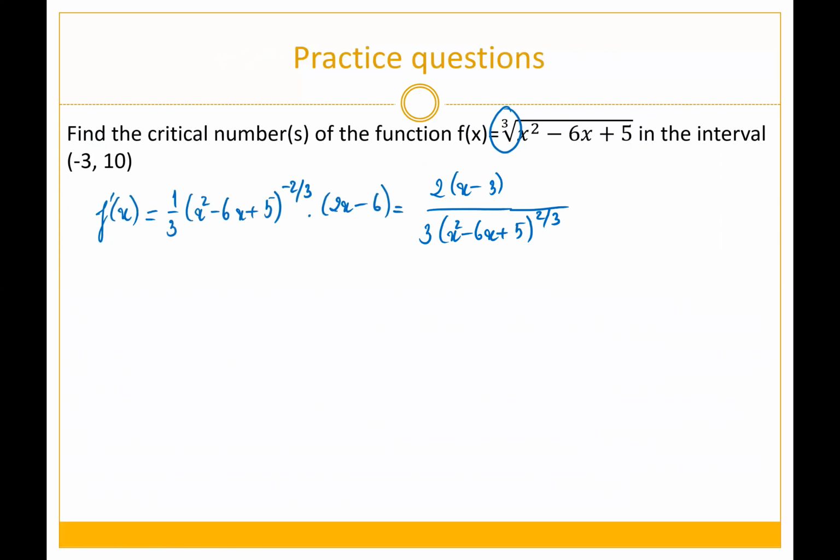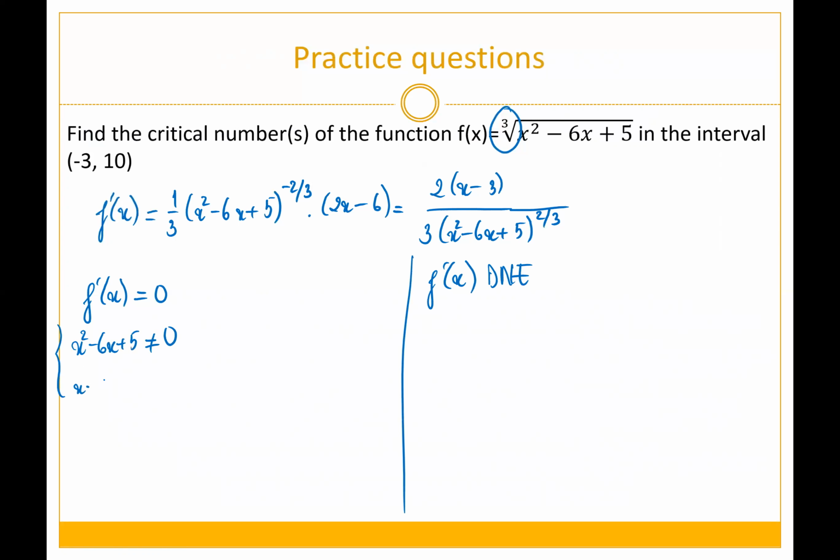Now we have this one, and we're going to solve for it by setting this one equal to 0, and the other side is f prime of x does not exist. So it's equal to 0 when the denominator is different from 0 and the numerator is equal to 0, or we have x equal to 3, and we just need to plug this in to make sure that it satisfies. So you have 9 minus 18 plus 5 is different from 0, so this is correct.